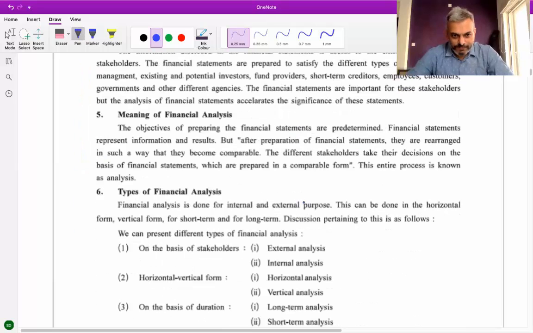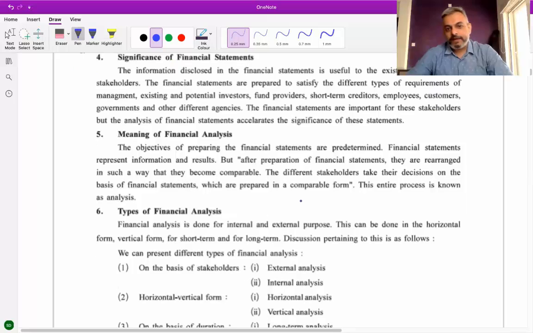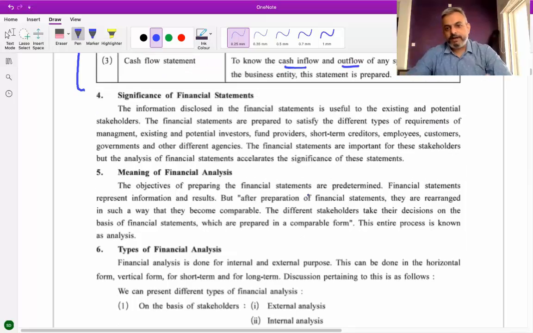Now, significance of financial statement. Okay, it is important for whom? So it is important for you. Please underline: management, existing and potential investors, fund providers, short-term creditors, employees, customers, government, and other different agencies.